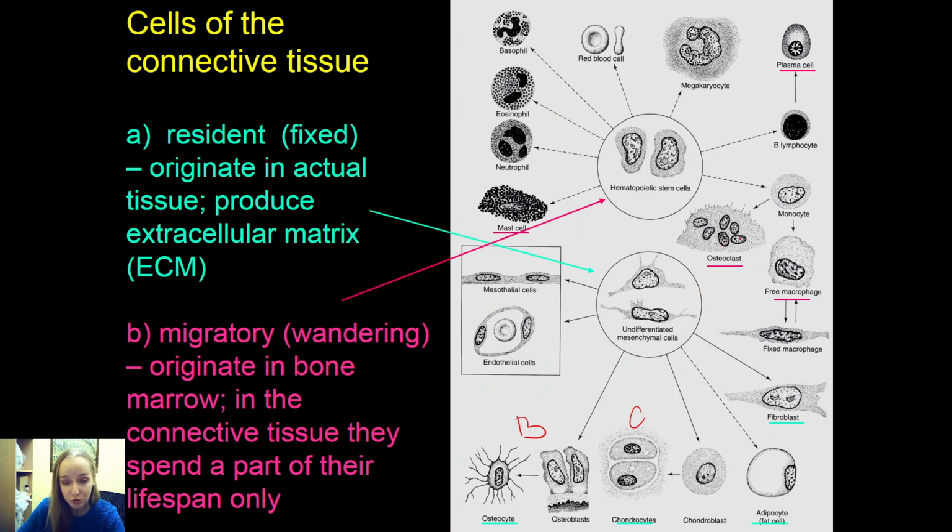Then we have chondroclasts also. So we have osteoclasts in the bone, and we have also chondroclasts, but these are a little bit different. They're not normally located in a cartilage all the time. There is just one specific process where we can find chondroclasts. So just remember right now, osteoclasts are normal migratory cells in the bone.